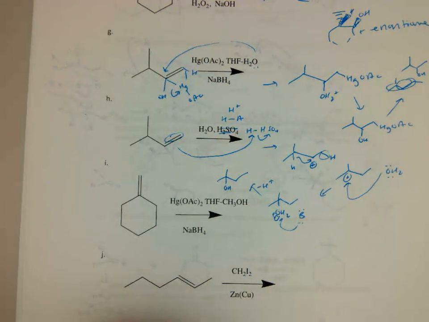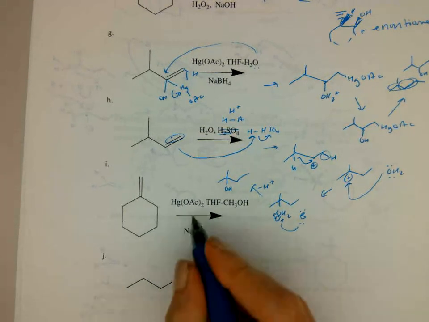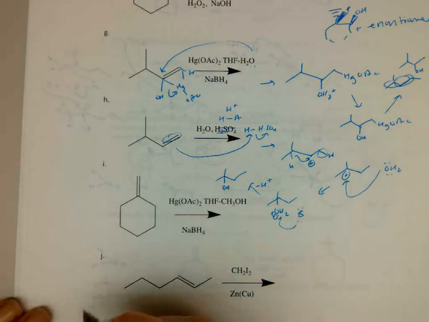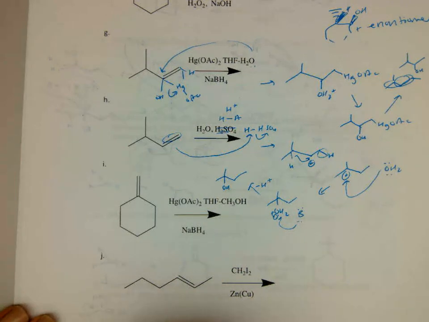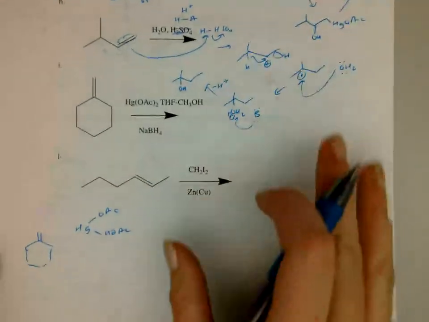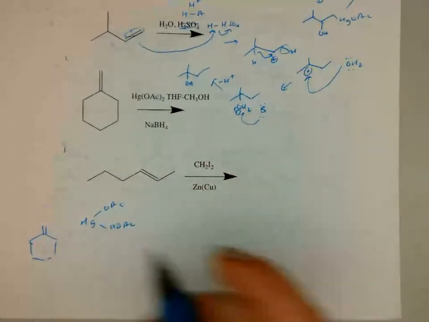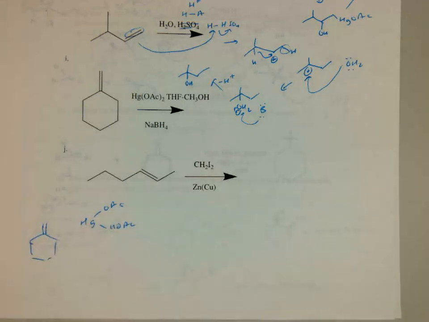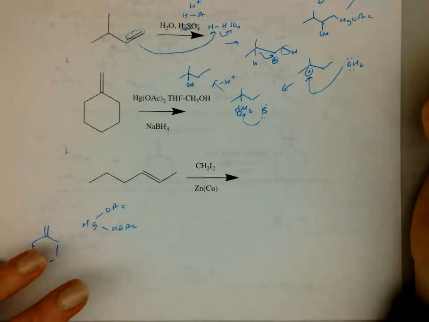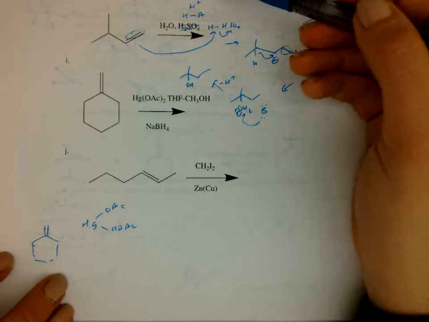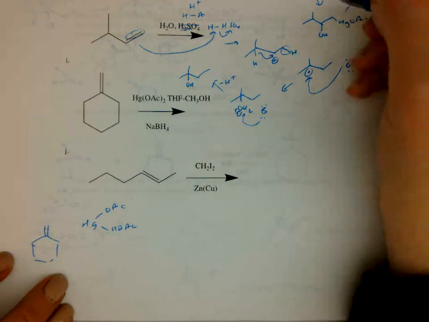So this is oxymercuration-demercuration, but with HgOAc. So this alkene will come and attack. And again, the mechanism is not required here on these practice problems, but you do need to know. Oh, I didn't do stereochemistry for these. So let me go ahead and do stereochemistry for the HgOAc and water.